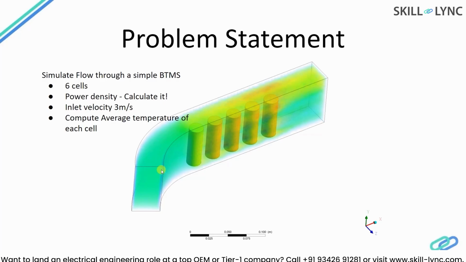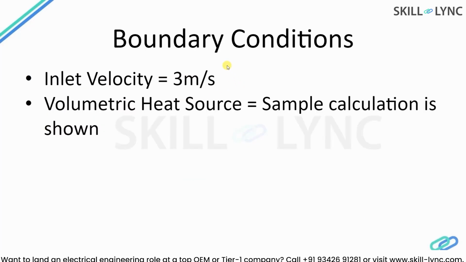Now the heat generation in the batteries is modeled by a constant volumetric heat source. So you would essentially say what is the volumetric heat source per cell, and volumetric heat source has units of watts per meter cube. So you will be calculating the volumetric heat source for this final project. As far as the boundary conditions go, the inlet velocity is assumed to be 3 meters per second, and the other thing that you need to calculate, as I mentioned in the previous slide, is the volumetric heat source.